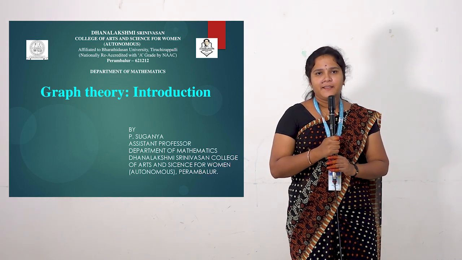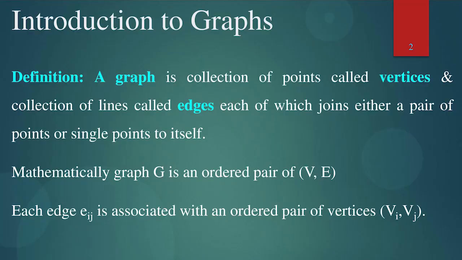Now we are going to see the topic graph theory. Introduction to graphs. Definition: a graph is a collection of points called vertices and a collection of lines called edges, each of which joins either a pair of points or a single point to itself. Mathematically, graph G is an ordered pair of vertices and edges. Each edge Eij is associated with an ordered pair of vertices Vi and Vj.